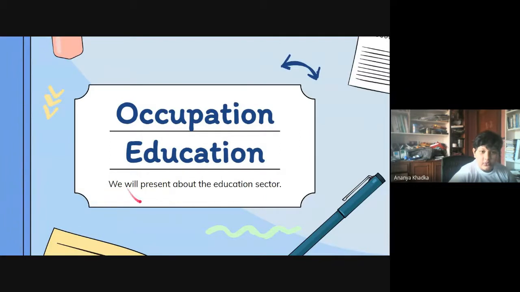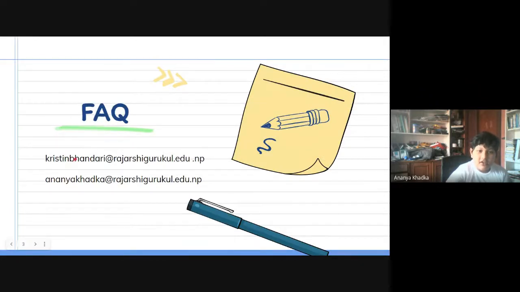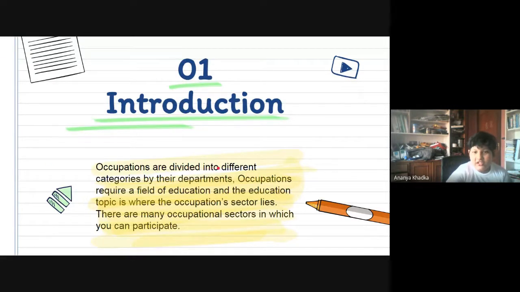Occupation education. We will present about the education sector. Table of contents: introduction, occupation based on sector, examples and educational qualifications about the education sector, the different occupations in detail, and conclusion and quiz. For any queries, please email us. Introduction: occupations are divided into different categories by their departments. Occupations require a field of education, and education is the topic where the education sector lies. There are many occupational sectors in which you can participate.